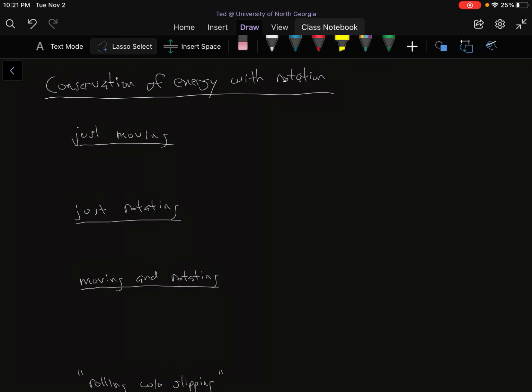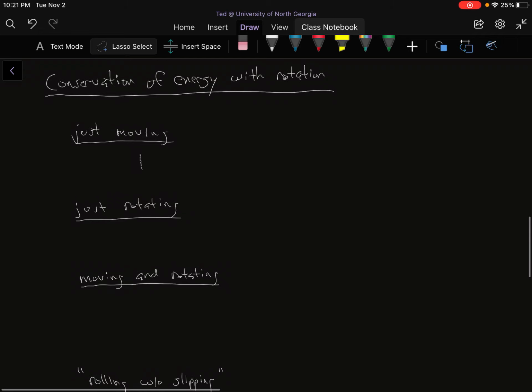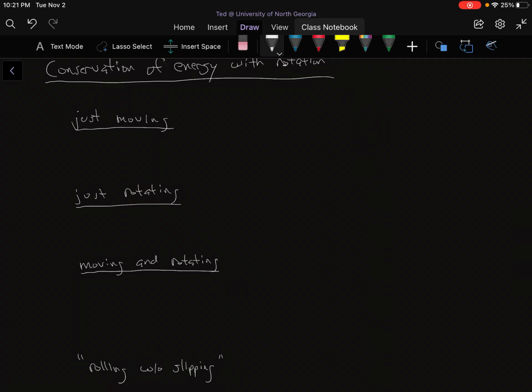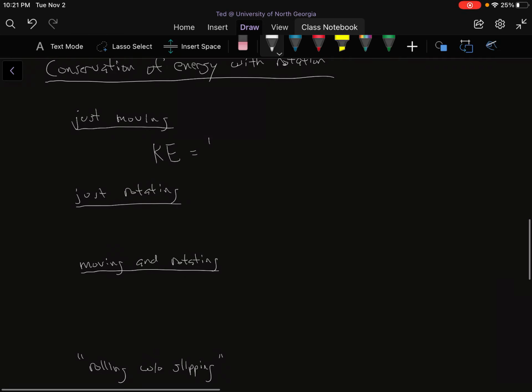Okay, for doing conservation of energy with rotating objects, let's just make sure we understand what's going on. The kinetic energy of an object that is just moving, we know the formula for that. It's 1/2 mass times velocity squared. So that's if we have just a moving object.